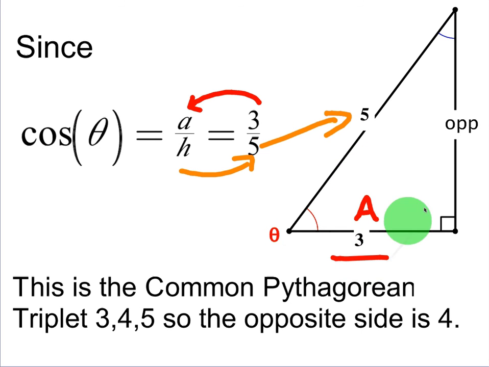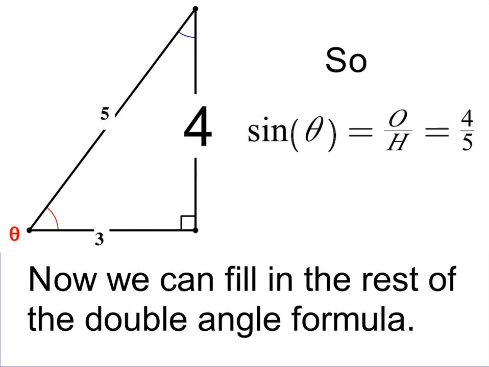And then what I don't know is my opposite side, right? But that leads us to this right here. This is the common Pythagorean triplet, the 3, 4, 5 triangle, the most famous right triangle as far as Pythagorean triplets go. Therefore, I know the opposite side is going to be 4. So I don't have to redraw the triangle, I can just label the opposite side as 4.